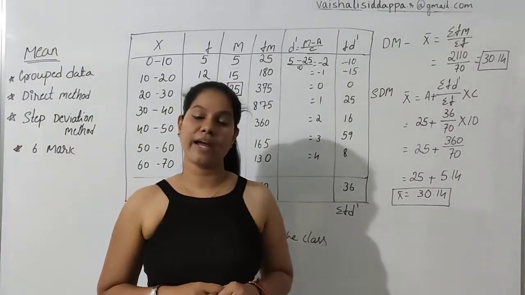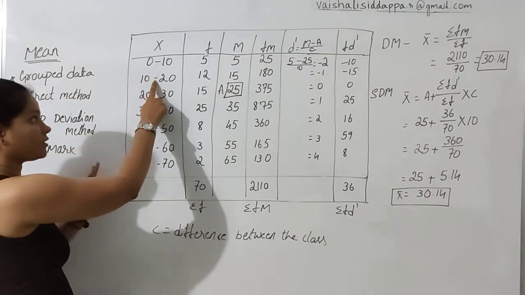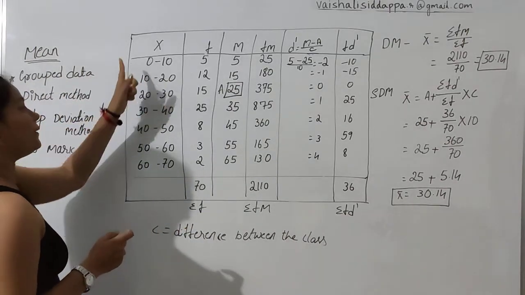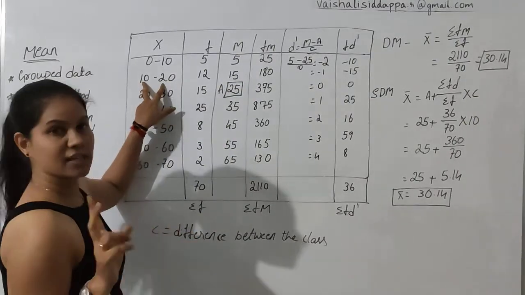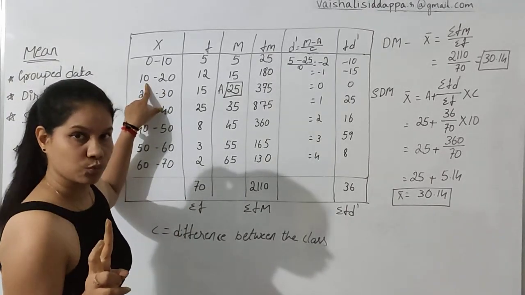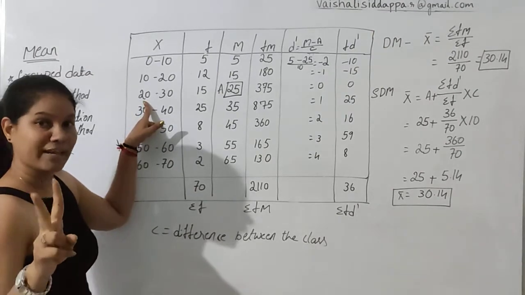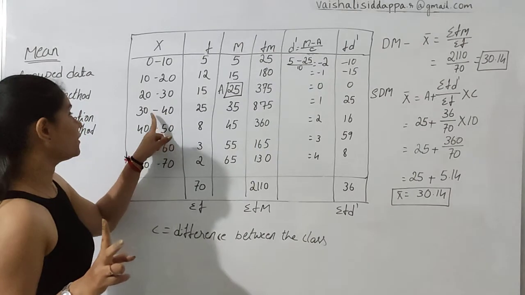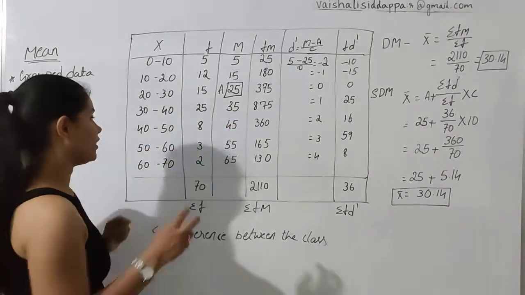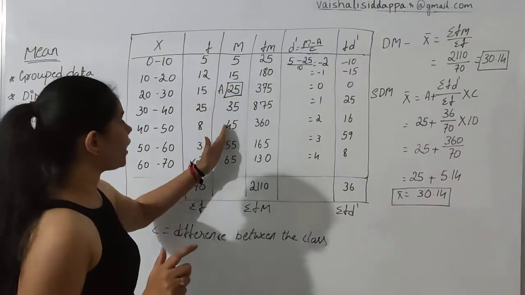For example, how are you going to find the midpoint? Take 10 to 20. The formula for that is 20 plus 10 divided by 2, because there are 2 limits. 20 plus 10 is 30, 30 by 2 is 15. 30 plus 20 is 50, 50 by 2 is 25. 40 plus 30 will be 70, 70 divided by 2 is 35. So this way, by adding these two limits and dividing by 2, you get the midpoint. This is how you find the midpoint.